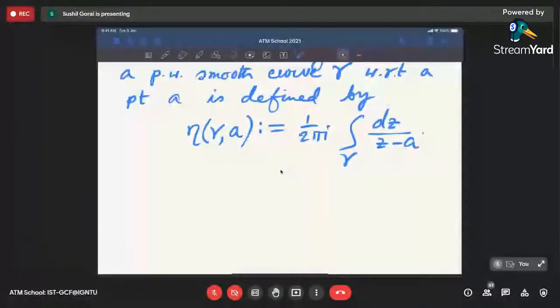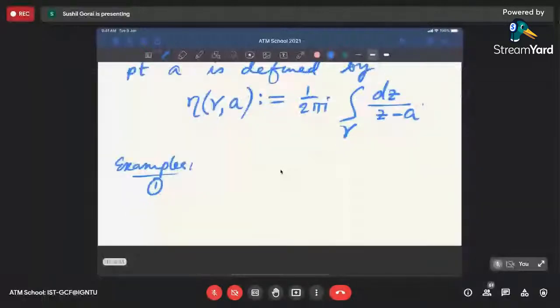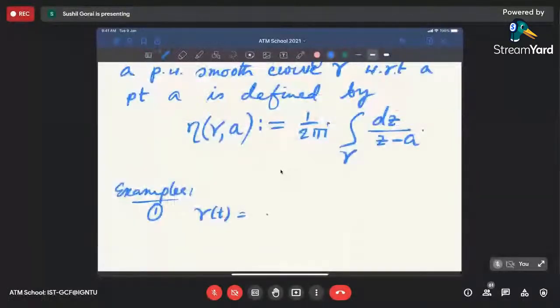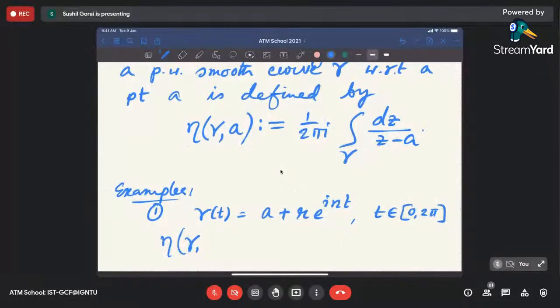So you can look at a few examples. For example, let's look at this one. Gamma(t) is A plus r e to the power i n t, t belongs to 0 to 2 pi. Right? What will be the winding number of gamma about A? Yeah, n, right? You just compute.